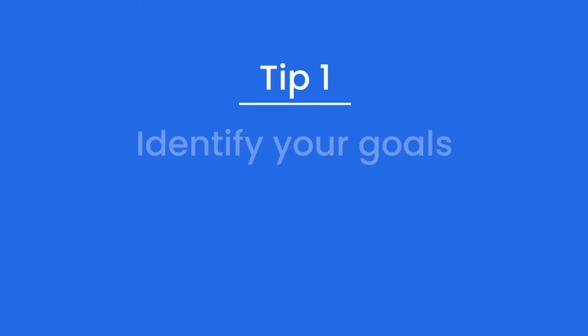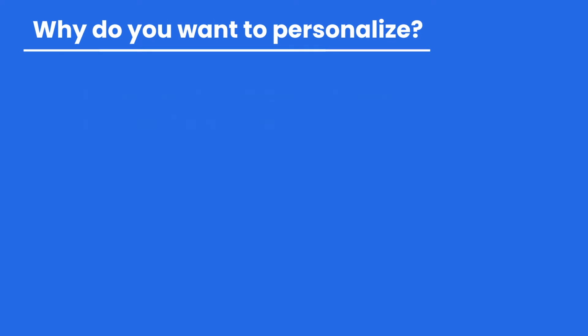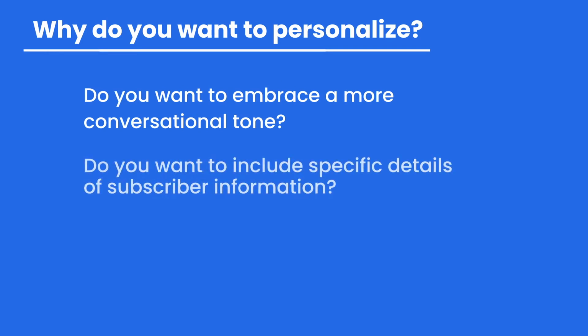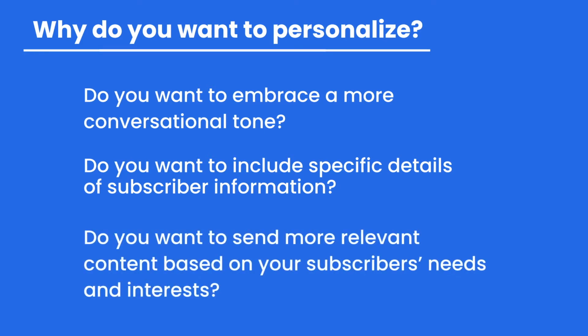Tip 1. Identify your goals. Identify why you want to personalize your emails in the first place and what you want to achieve. Do you want to embrace a more conversational tone with your subscribers? Do you want to include specific details of subscriber information like names or date that they signed up? Or do you want to send more relevant content based on your subscribers' needs or interests? Things like what kind of emails they opened before, what links they've been clicking on can let you know what your subscribers are interested in.